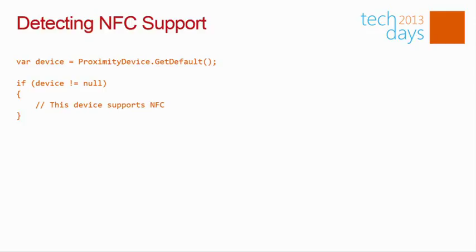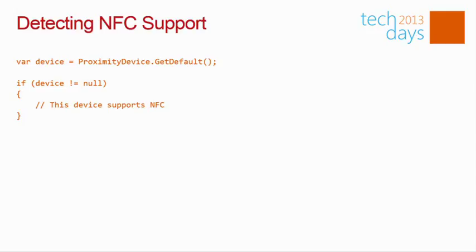Number one, how do you find out whether the device that's running your code even supports NFC? If it doesn't have an NFC chip in it, then you won't be able to do anything with NFC. You call a static method named getDefault on the proximity device class. That's in the windows.networking.proximity namespace. And if that returns a non-null value, you now have a proximity device instance that you can call methods and register events on. If it returns null, then this device does not support NFC.